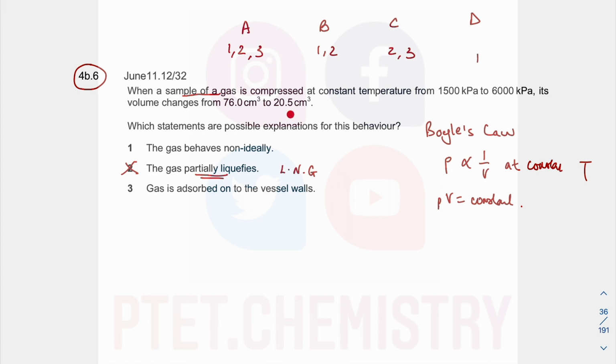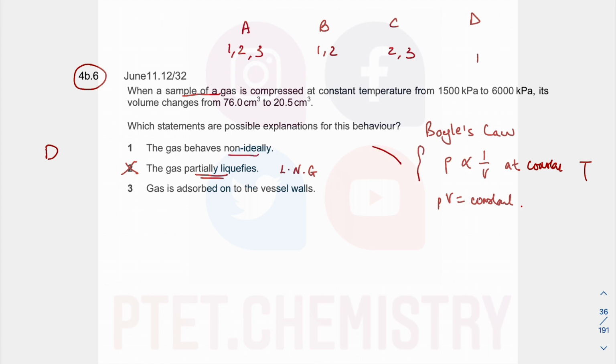Since this is still quite big, if it did form a liquid, it would have a much smaller volume than this, considering the increase in pressure is 4 times and the decrease in volume is only 3 times, whereas it should very easily have been 30 times, 100 times smaller. If you think about the volume of a gas versus the volume of a liquid, yeah? So 2 is wrong. That means you're only left with 1, so only D is correct, because only 1 is correct. It says the gas behaves non-ideally.